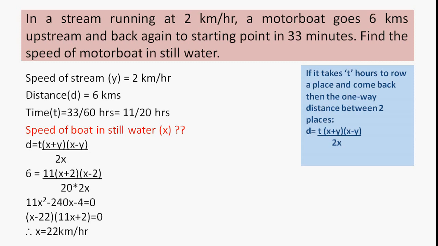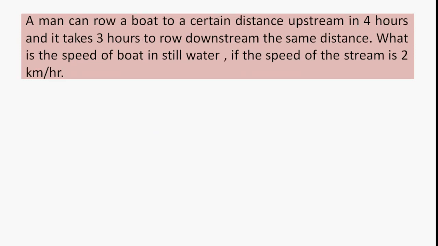Let's move ahead. A man can row a boat to a certain distance upstream in 4 hours, and it takes 3 hours to row downstream the same distance. Then what is the speed of the boat in still water if the speed of the stream is 2 km per hour?